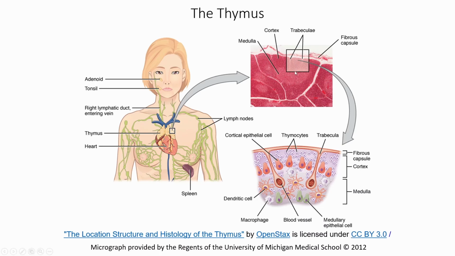and these little things that kind of edge in. Everything in this darker pink is the cortex, and then the light pink in the middle is the medulla. We have these little trabeculae that come down, and we can find blood vessels inside of those trabeculae. Again, this is where we are going to mature things like T cells.